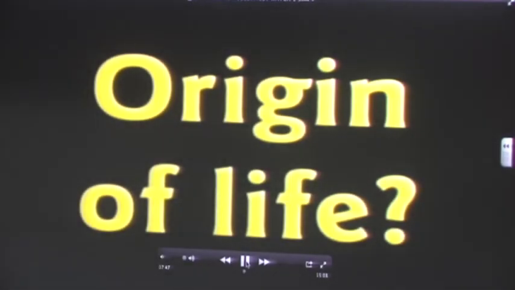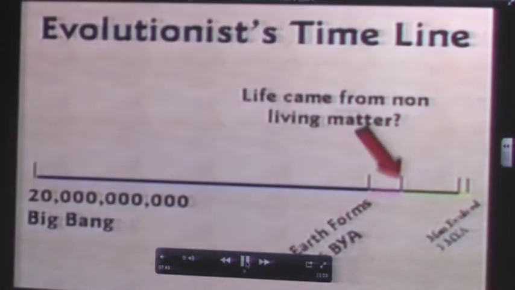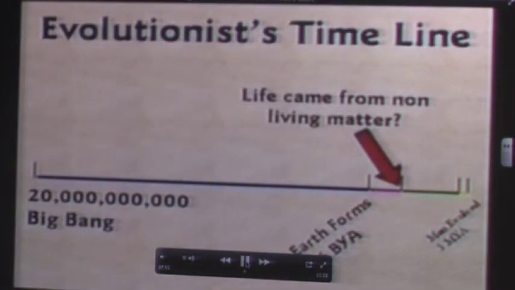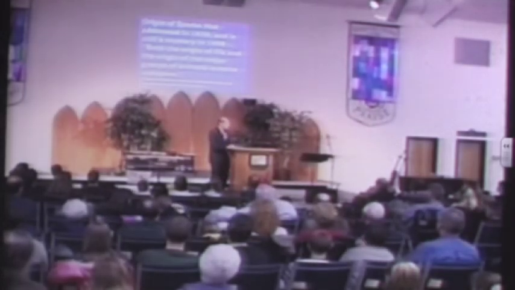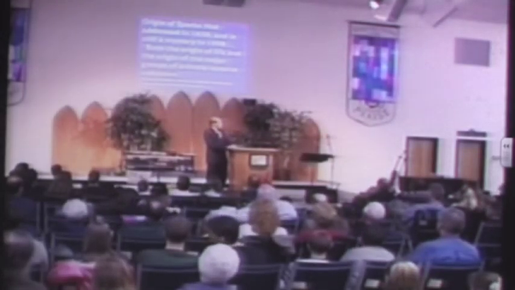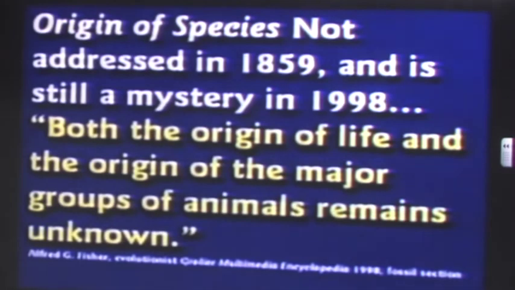See, according to the theory, 20 billion years ago there was a Big Bang. 4.6 billion years ago the Earth cooled down, formed a hard rocky crust, and it rained on the rocks for millions of years and turned them into soup. And the soup came alive about 3 billion years ago. This is what the books teach. This fellow says, both the origin of life and the origin of major groups of animals remains unknown.